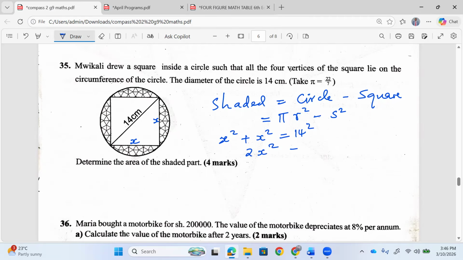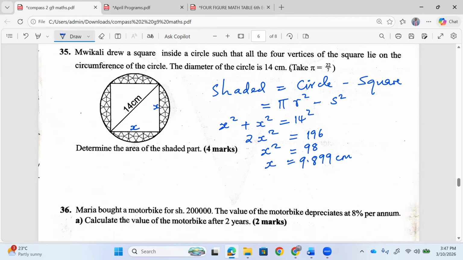So 2x squared equals 196. When we square 14, ladies and gentlemen, we get 196. So can we talk about x squared being equal to, you divide through by 2, and this is 98. So the value of x becomes the square root of 98, which is 9.899 centimeters. If we have that, then we can proceed now to work the shaded area.